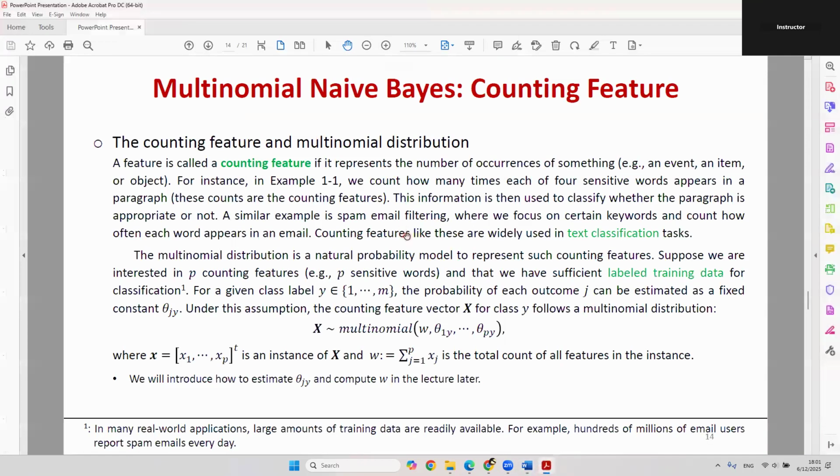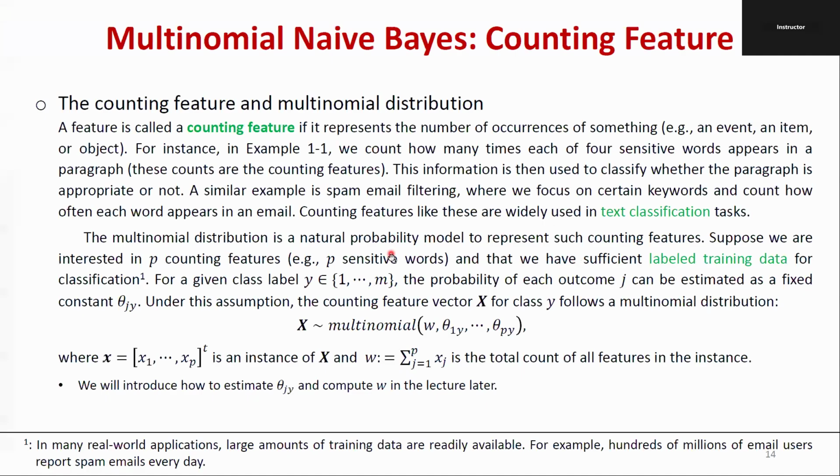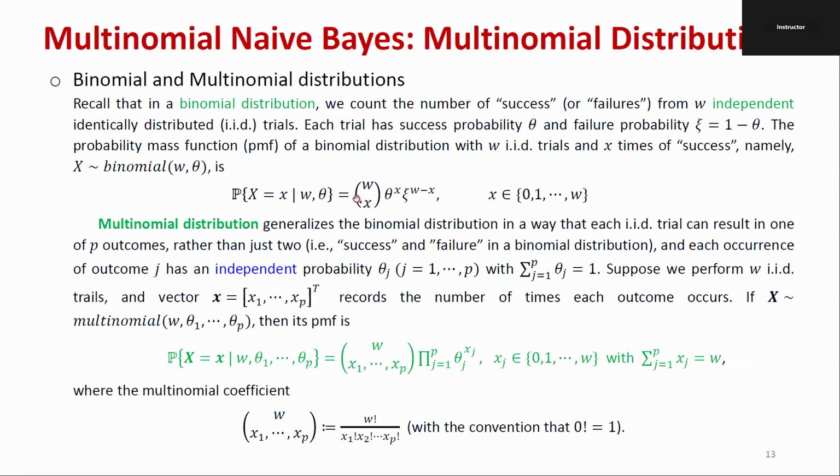In other words, this multinomial distribution is nothing but an extension of the binomial, where we replace "bi" with "multi". That's it. All the others are the same.